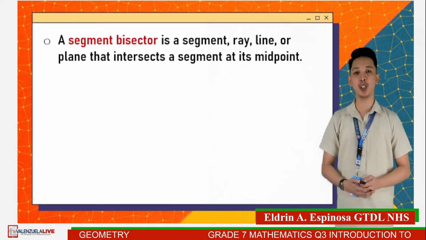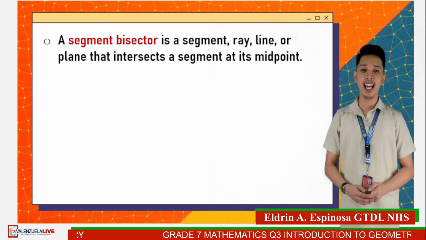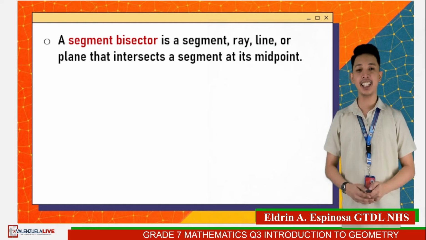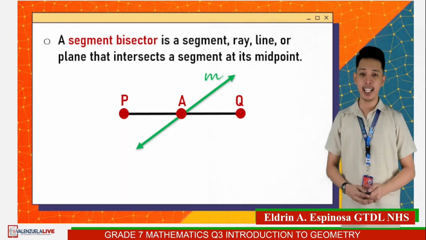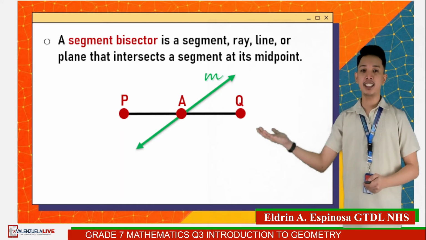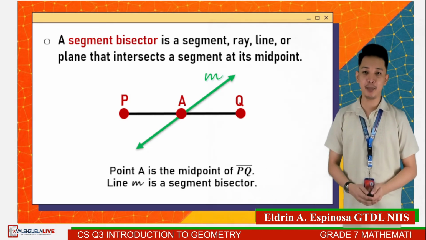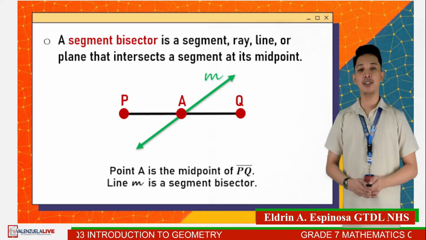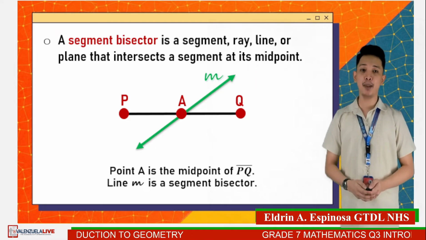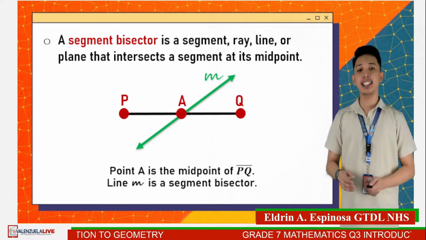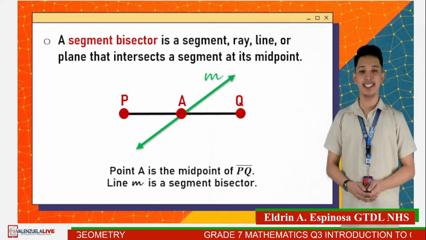A segment bisector. A segment bisector is a segment, ray, line, or plane that intersects a segment at its midpoint. Again, point A is the midpoint of segment PQ, and line M is the segment bisector. Take note of this. If line M bisects segment PQ at point A, then segment PA is congruent to segment QA.